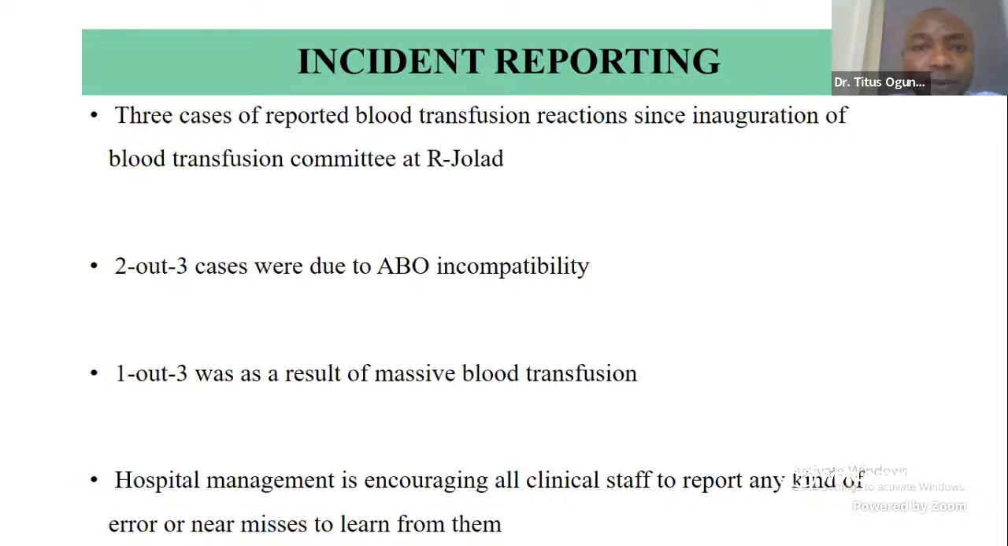From then to now, we have recorded 3 cases of blood transfusion reaction, and 2 out of the 3 cases were due to ABO incompatibility, and 1 of them was due to massive blood transfusion reaction. So currently, the hospital management led by Dr. Funshaw, Ladipo, and Dr. Fashino, they've been encouraging all clinical staff to report any kind of error or near misses so that everyone could learn from them.